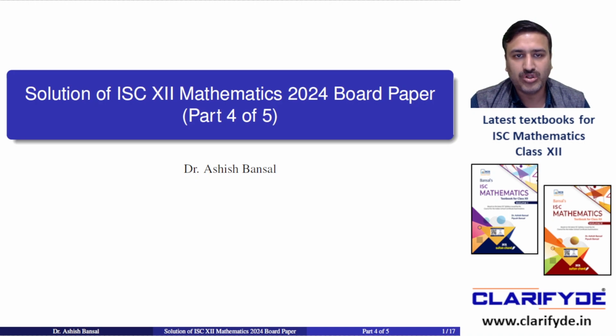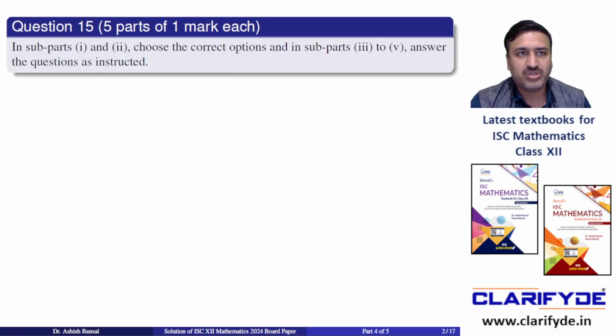I welcome you all to the fourth part of this series of videos. In this video, we shall discuss question number 15 to 18 of ISC 12 Mathematics 2024 board paper. Question number 15 has 5 parts of 1 mark each. In subparts 1 and 2, choose the correct options, and in subparts 3rd to 5th, answer the questions as instructed.